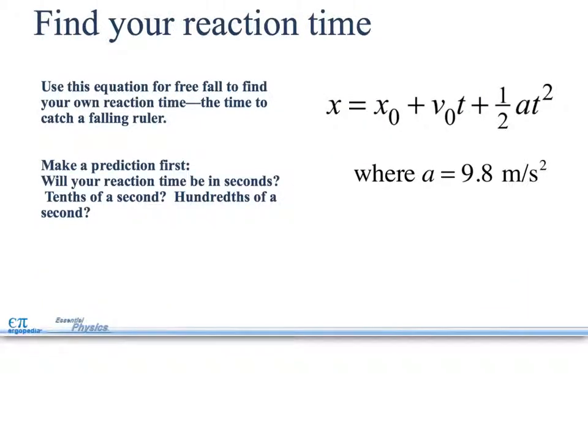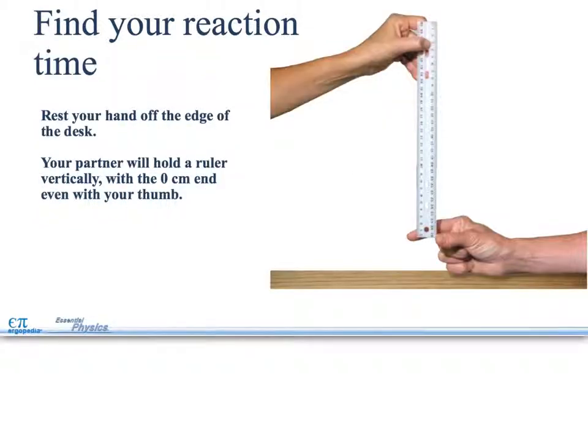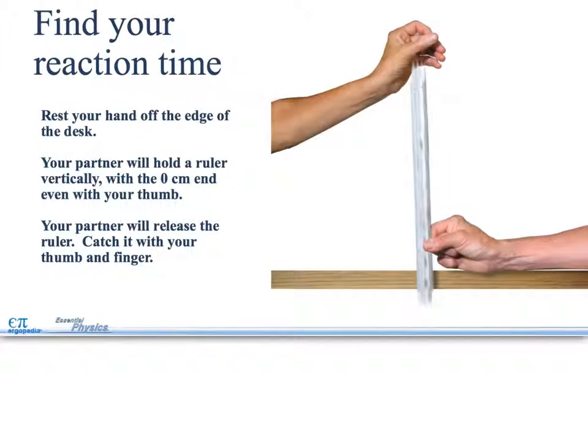Use this equation for free fall to find your own reaction time, the time to catch a falling ruler. Make a prediction first. Will your reaction time be in seconds, tenths of seconds, or hundredths of seconds? Rest your hand on the edge of the table or your desk. Your partner will hold a ruler vertically with the 0 centimeter end at your hand. By doing this, you can practice this on your own. You can have somebody at your house, if you have a ruler, and figure out how fast your reaction time is. Your partner will release the ruler, and you catch it with your thumb and index finger like this.